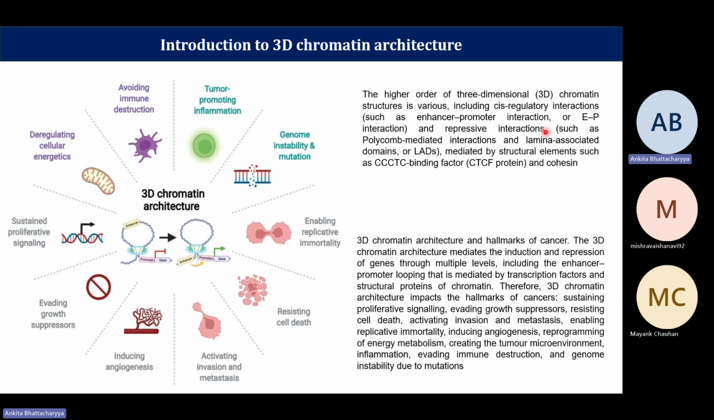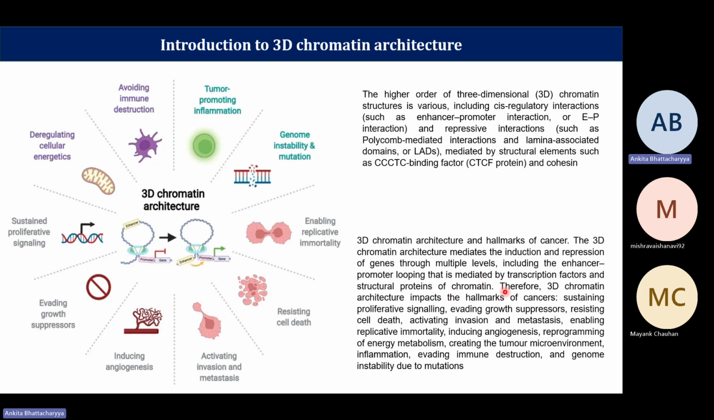You have repressive interactions like the PRC group of proteins, which are polycomb group of repressive proteins, and their interactions. You have LADs, which are lamina-associated domains. You have TADs mediated by different structural elements like cohesin, CTCF, etc. So if you look at the affiliation between 3D chromatin architecture and the hallmarks of cancer, you will find that it mediates the induction and repression of genes at multiple levels, including the enhancer-promoter looping, which is carried forward by transcription factors and remodelers of chromatin.